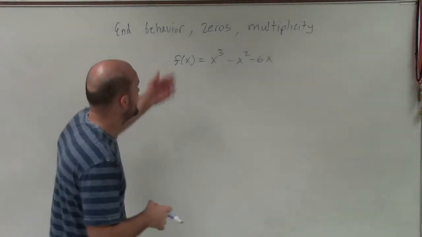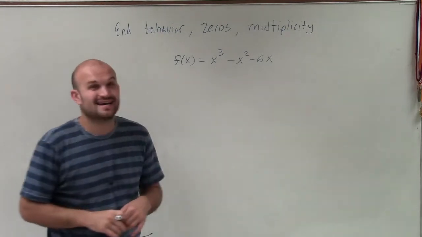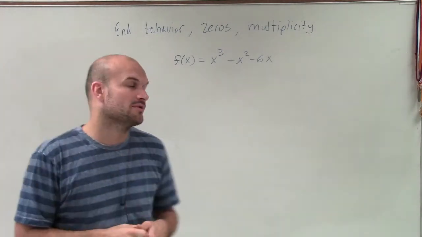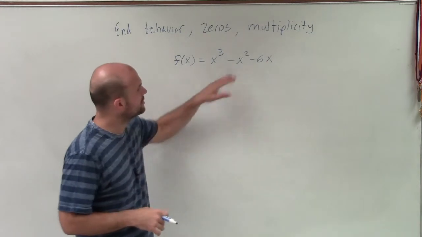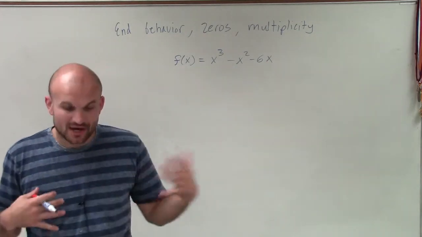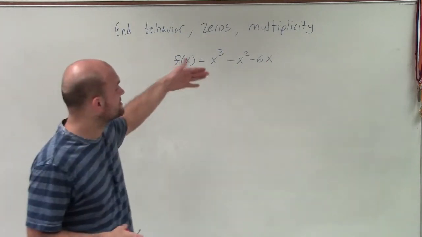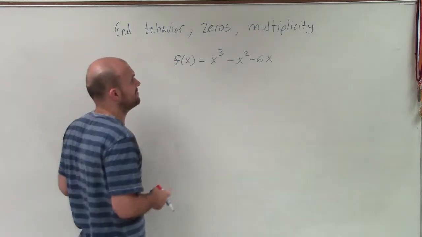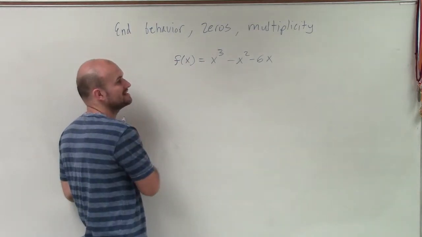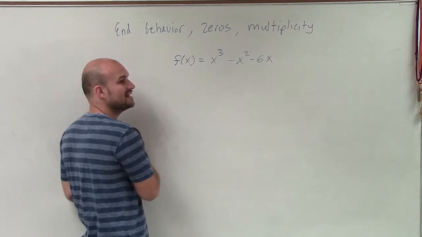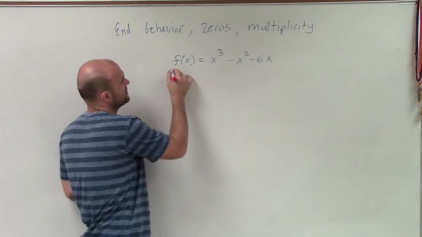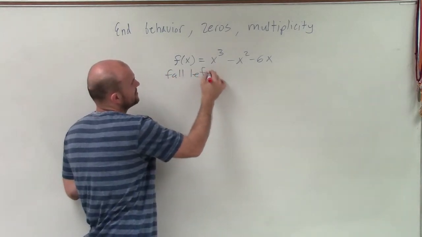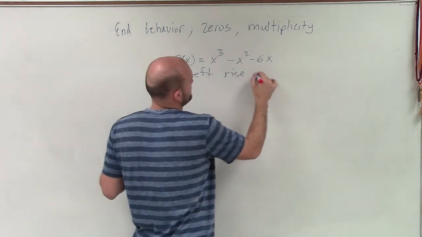Welcome. So what I have here is f of x equals x cubed minus x squared minus 6x. And what we're going to do in this equation is determine our end behavior, our zeros, and multiplicity. So let's do the end behavior first. What we notice is we have a degree that is odd, and we have a leading coefficient that is even. So therefore, our end behavior is going to fall left and rise right.